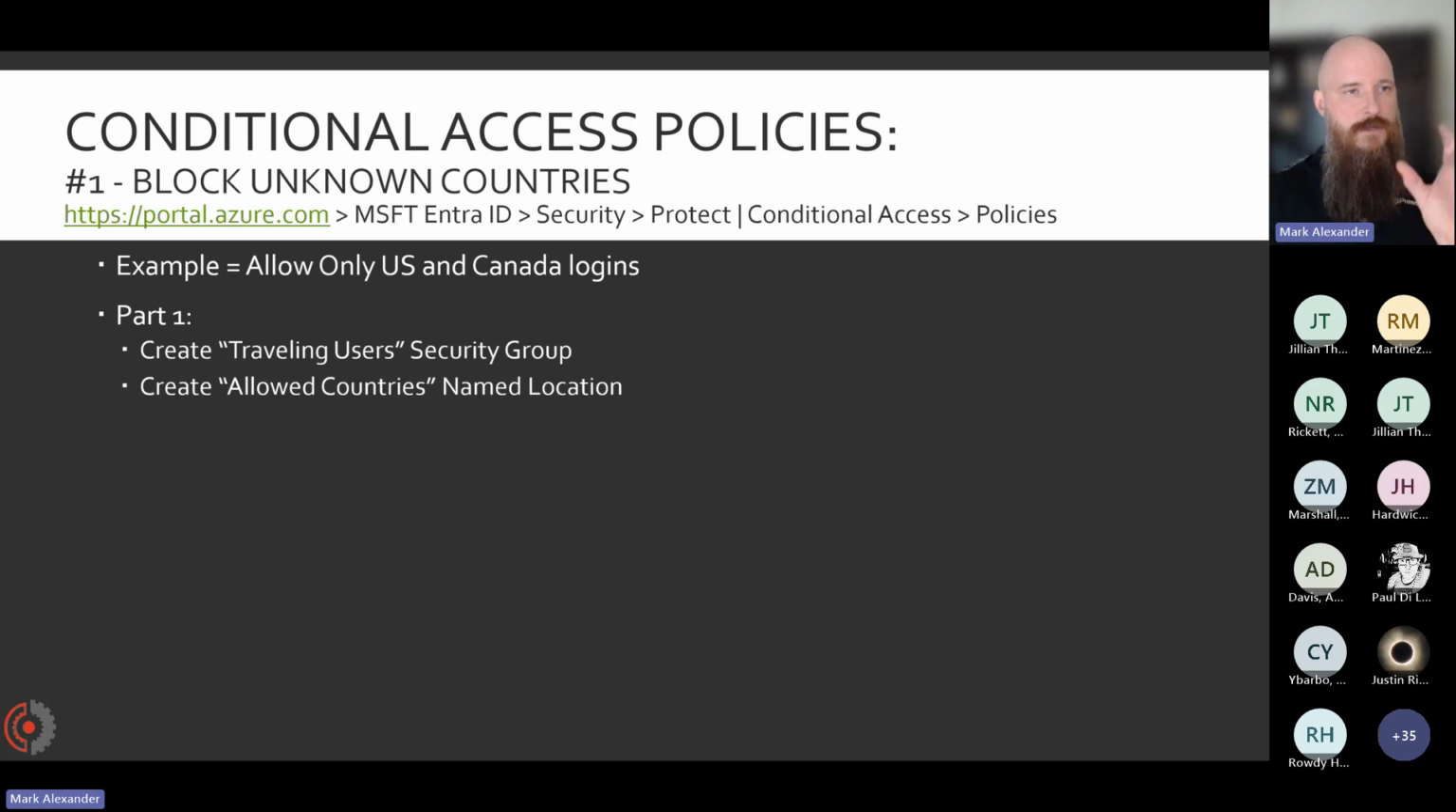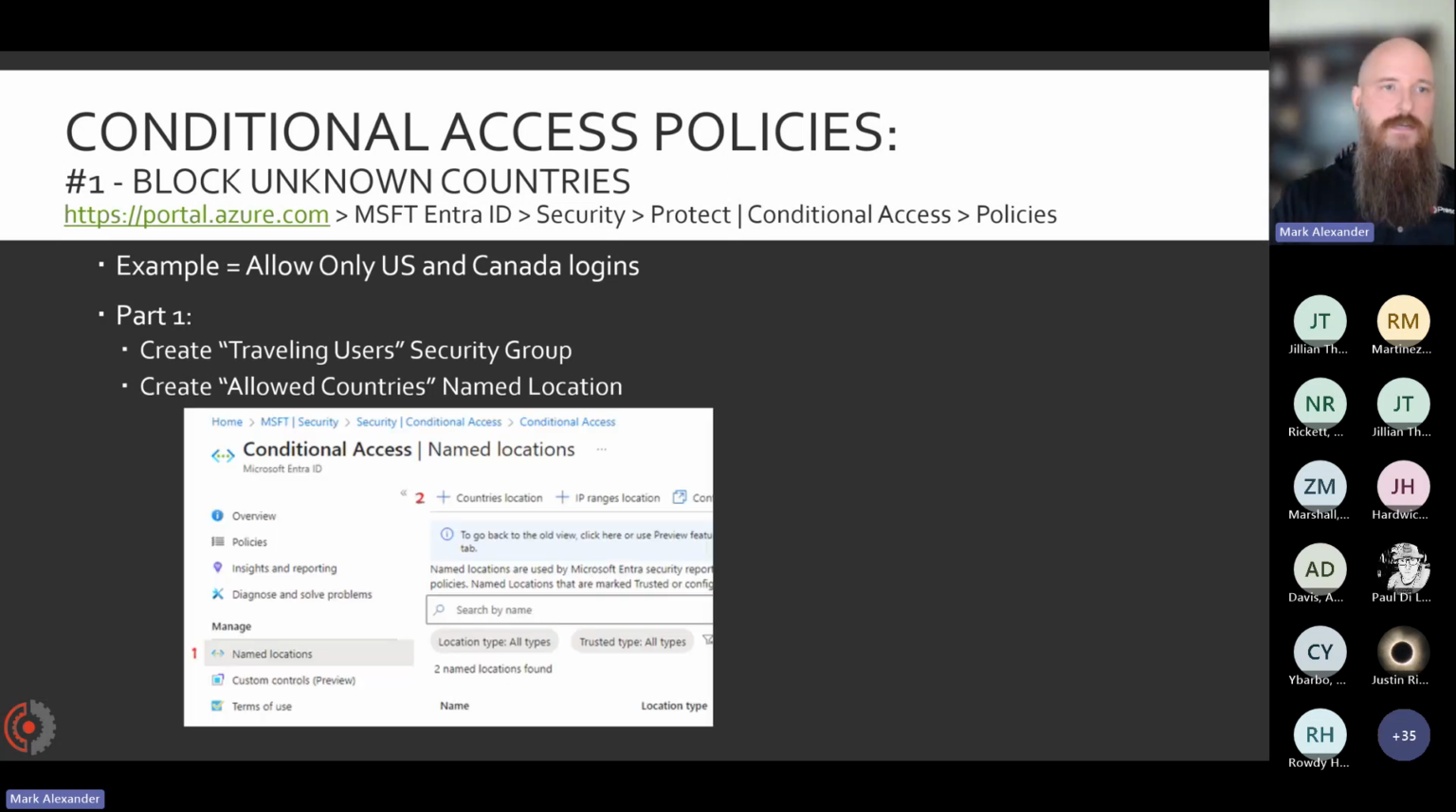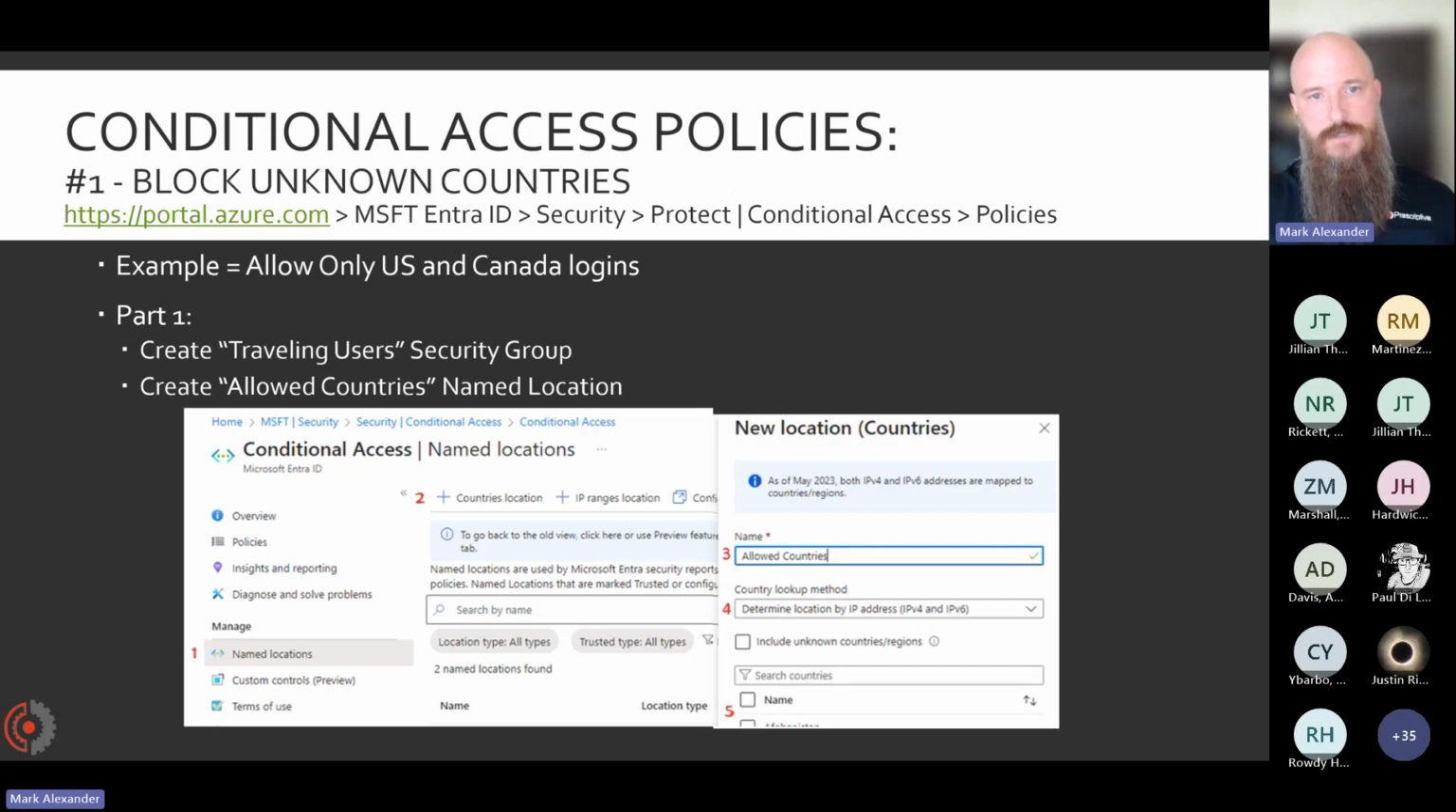And then you're also going to need to create the allowed countries named location. So we need to specify that we're going to allow US and Canada, and this is where you would do that. You would go into conditional access policies, and down in the manage section, you would click on number 1, named locations, and then 2, click on the countries location. This is where we would name it allowed countries. Then we would determine the country by its IP address on number 4. And then down on number 5 is where you would pick US and Canada.